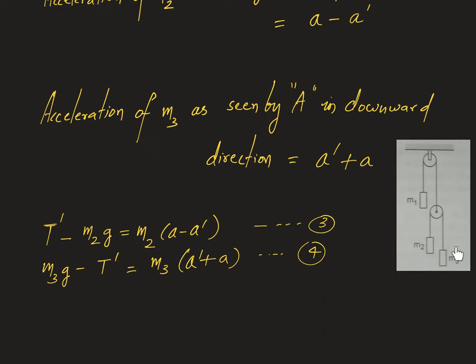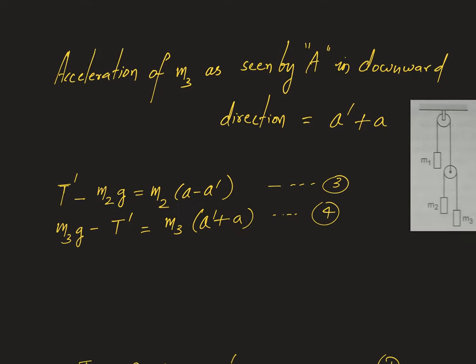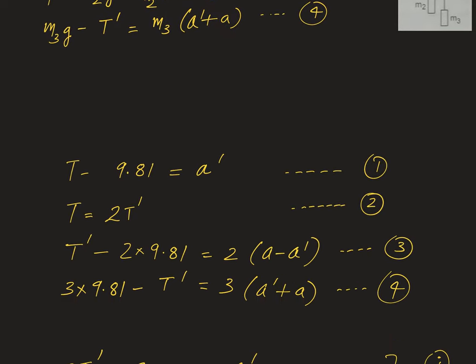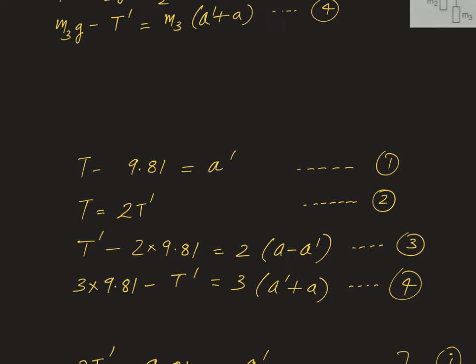Similarly, for the mass M3, M3 g is acting downward, minus T prime is acting upward. That's why the minus sign here. It is equal to the mass M3 times the acceleration of this mass M3 in the downward direction as seen in the inertial frame of reference. Make sense? Good. Now it all boils down to working with the equations.